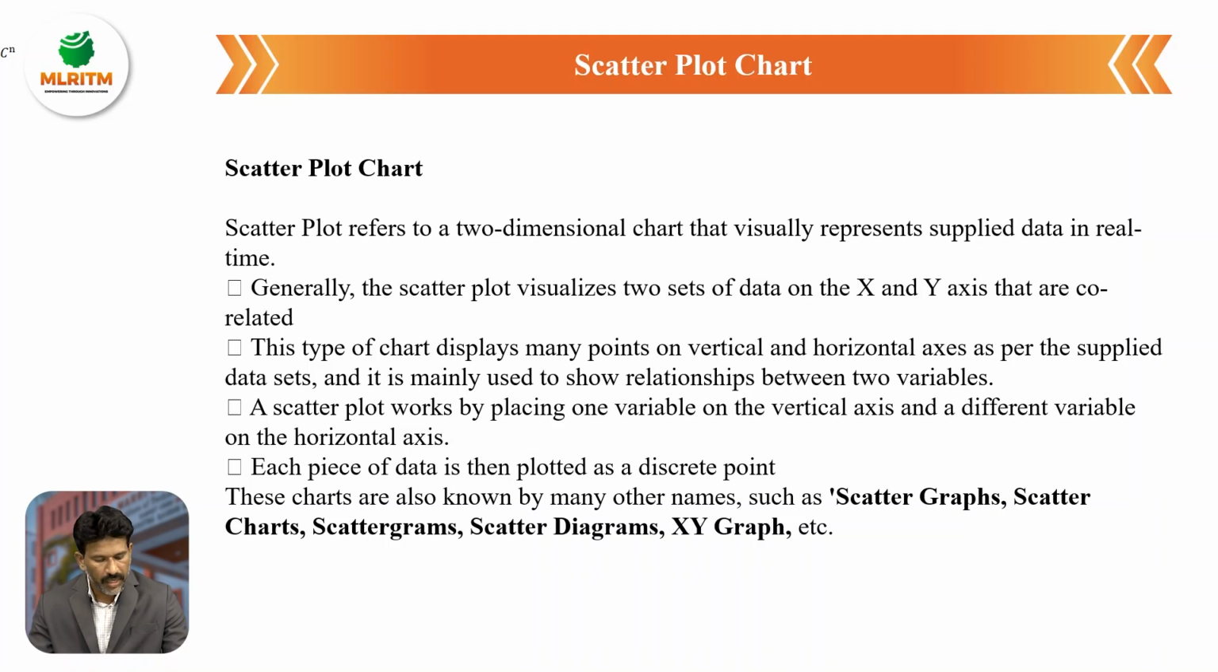The main working principle of this scatter plot chart is to place one variable against another variable on the x-axis and y-axis. One variable goes on the vertical axis and another variable on the horizontal axis, and each and every data piece is plotted at a discrete point.